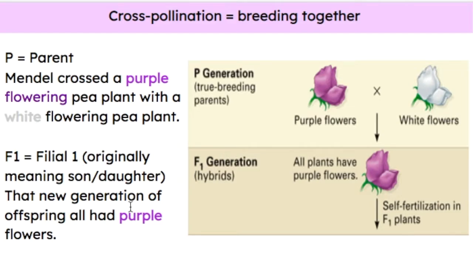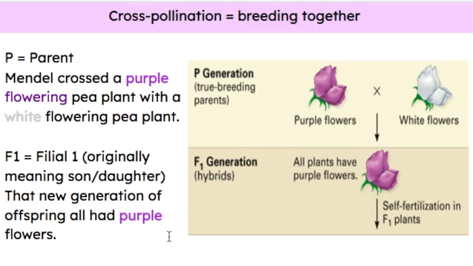Filial, if you remember maybe from history class, filial piety means family-oriented, or son or daughter. So F1 generation, these were hybrids between these two, and he noticed that all of those plants ended up having purple flowers, even if they had pollen from the white flower. So we'll talk about why that happened.